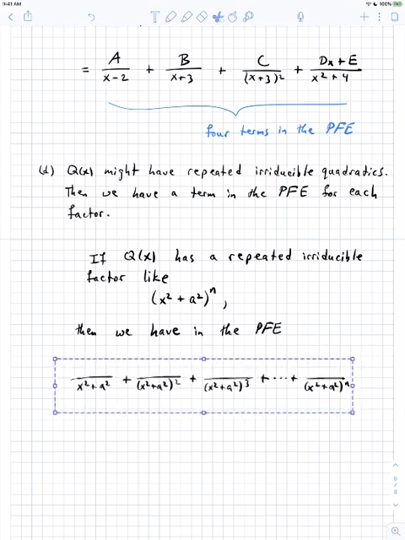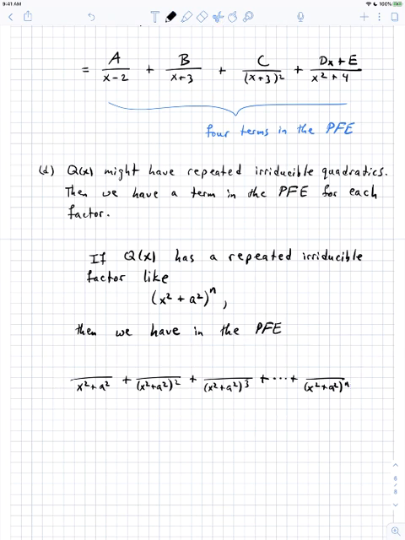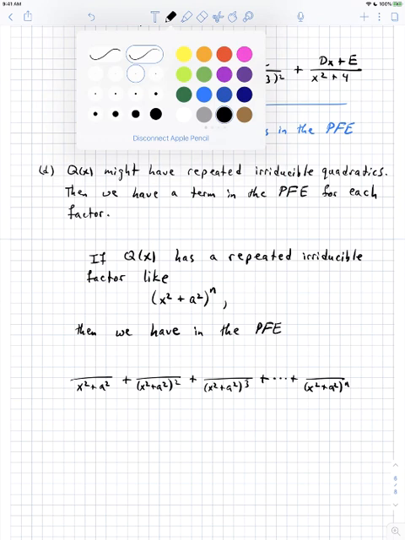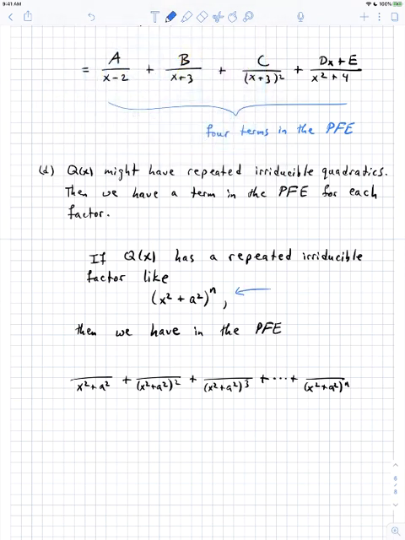Now it's not repeated linear factors, it's repeated irreducible quadratics. We have n factors here, so again, let me write that down. N factors, so that means we have n terms. And the thing that goes in the numerator, again, is going to be 1 degree smaller than the factor that we started with. So the original factor is degree 2, so the thing in the numerator is degree 1, so we're going to have ax plus b.